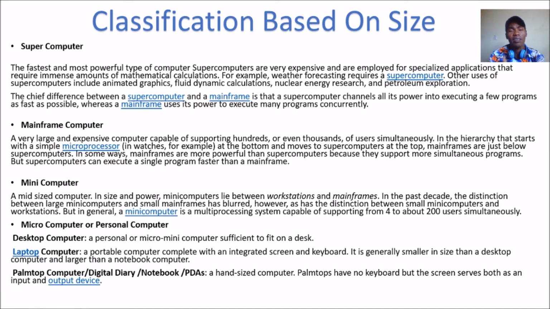So this means that a supercomputer uses all its energy, all its processing power, for a specific task set aside by the organization that wants to use a supercomputer. Then the mainframe computer uses its energy to carry out different tasks, thereby reducing the speed at which each task is completed. Now let's move on to mainframe computer.